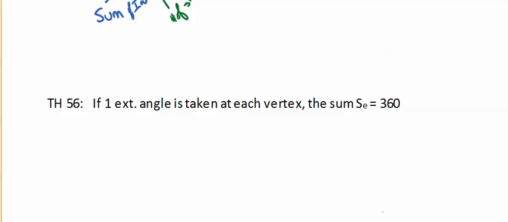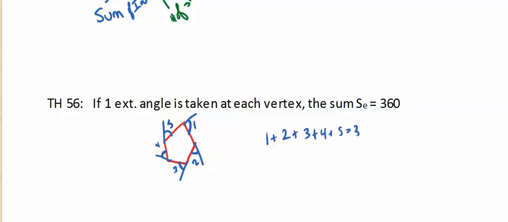The next theorem in this section is theorem 56. If one exterior angle is taken at each vertex, the sum of the exterior angles is equal to 360 degrees. So let's go with our pentagon again. If I have a pentagon and I extend each of the sides going in the same direction, the exterior angles of those, so angle 1, 2, 3, 4, 5, will always equal 360.